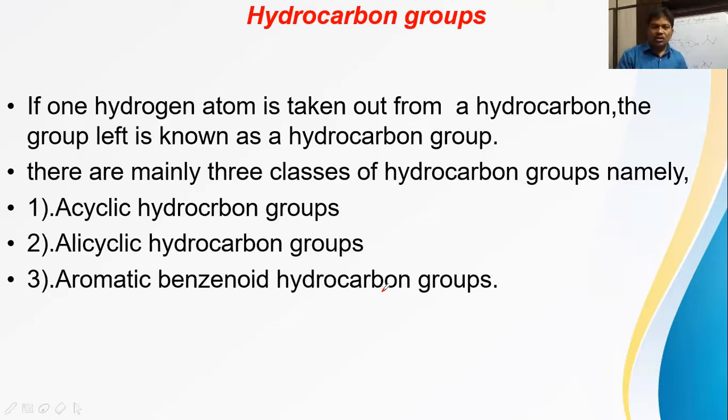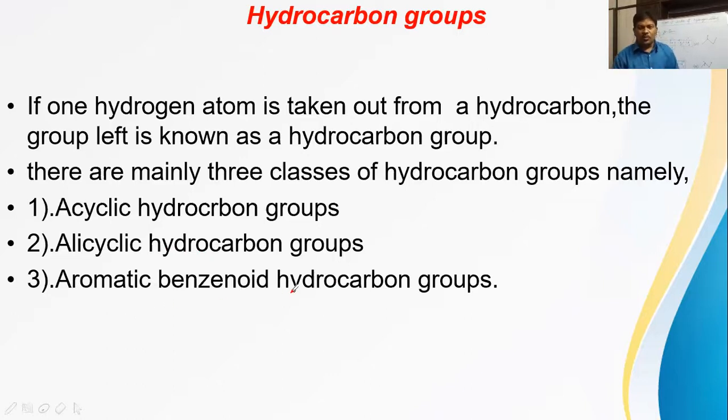When a hydrogen atom is removed, taken out from the molecule, the group left over after removal of the hydrogen atom is called what? Hydrocarbon group. And these hydrocarbon groups are mainly of how many types? Three types. What are they? Acyclic hydrocarbon group, alicyclic hydrocarbon group, and aromatic benzenoid hydrocarbon group.